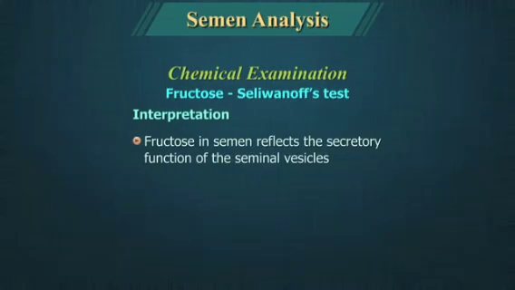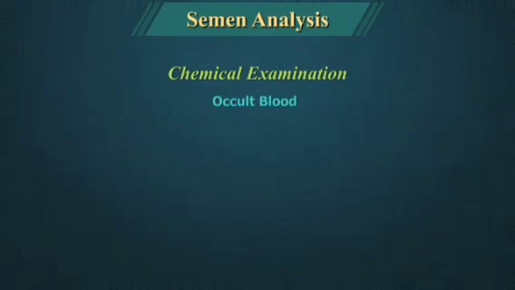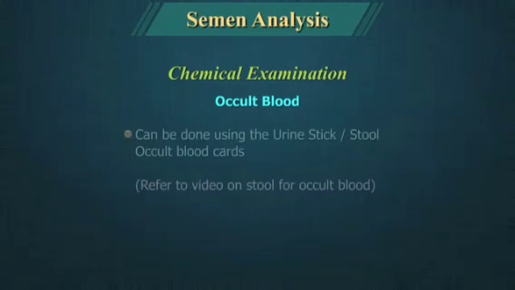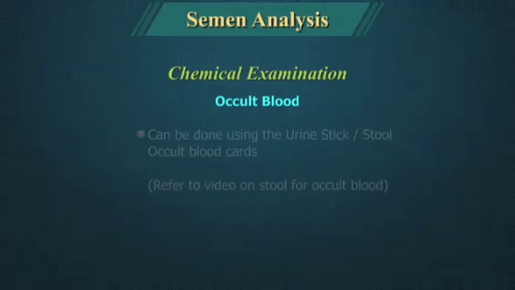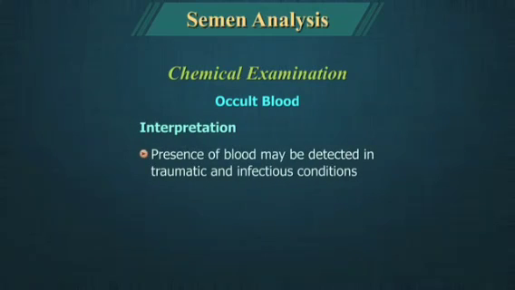Fructose in semen reflects the secretory function of the seminal vesicle. Occult blood can be done using the urine stick or the stool occult blood cards. Presence of blood may be detected in traumatic and infectious conditions.